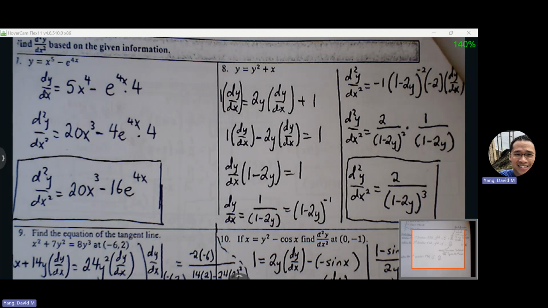On the back, page 7 and 8, you're going to be finding the second derivative. So you have to go through that derivative process twice.